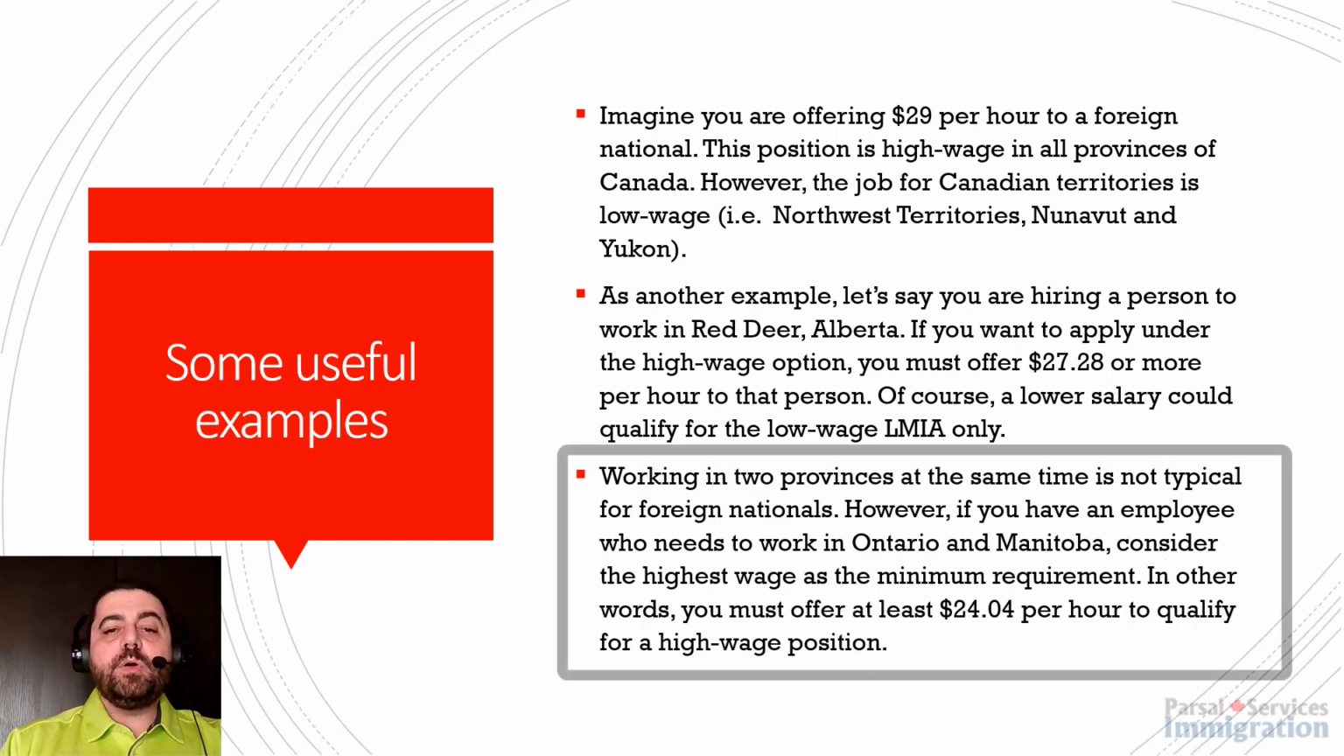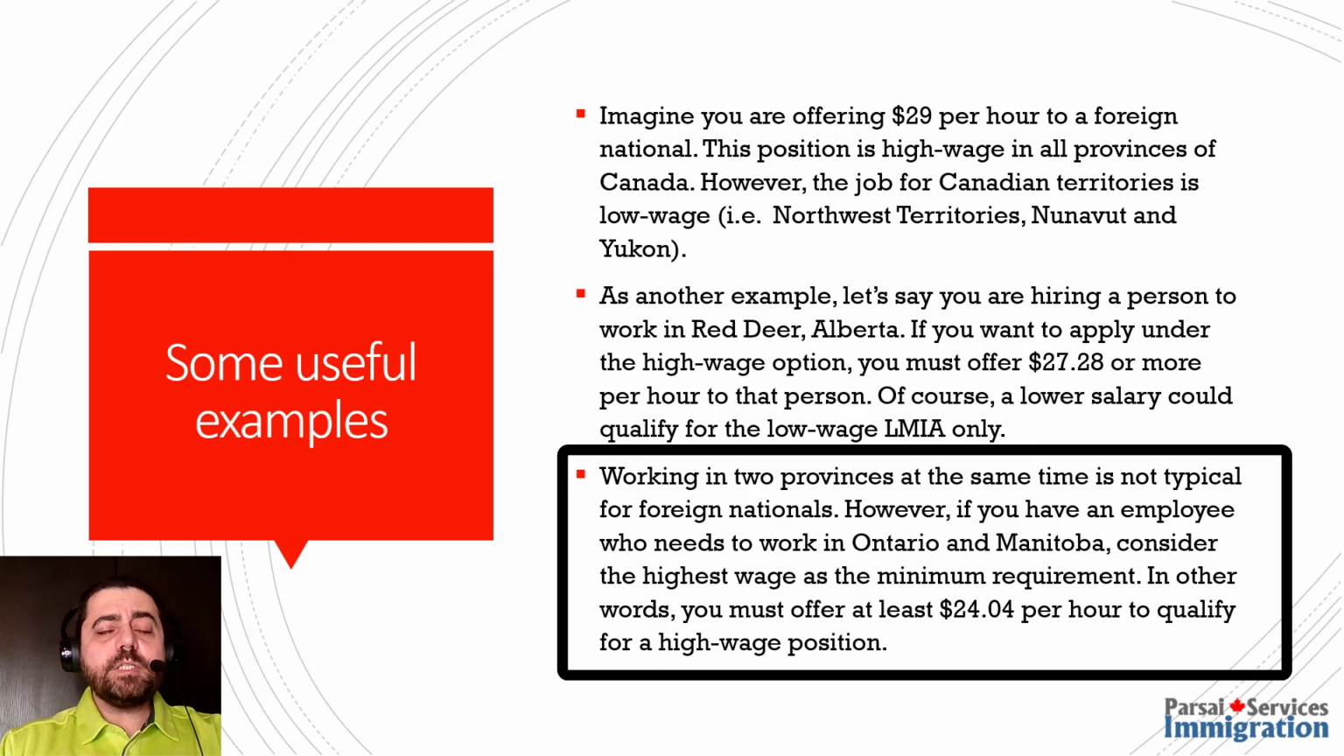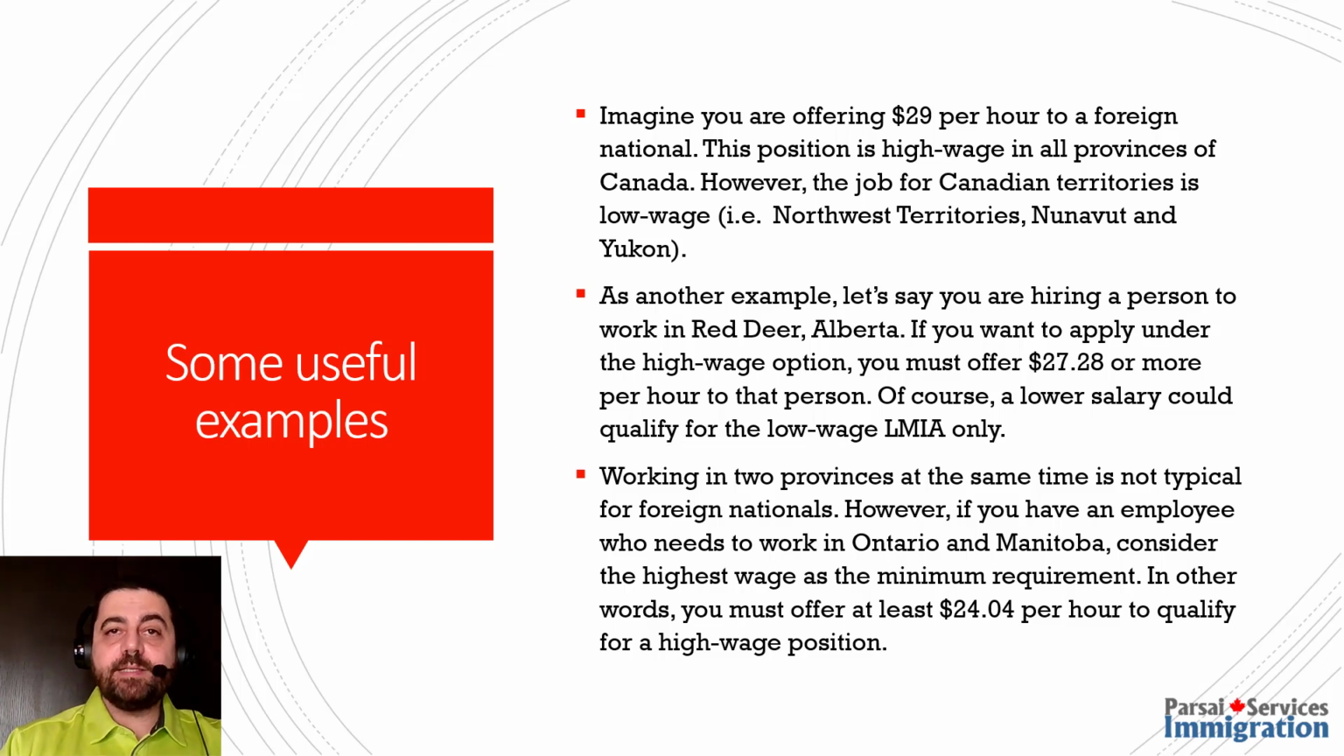And the third example, if somebody wants to work in two provinces, this is not very common. However, if you have an employee who needs to work both in Ontario and Manitoba, then you need to consider the highest wage as the minimum requirement. And because the highest median wage belongs to Ontario, which is $24.04, this means that you need to offer a salary of $24.04 or more to that person to make sure that this is considered a high wage position.